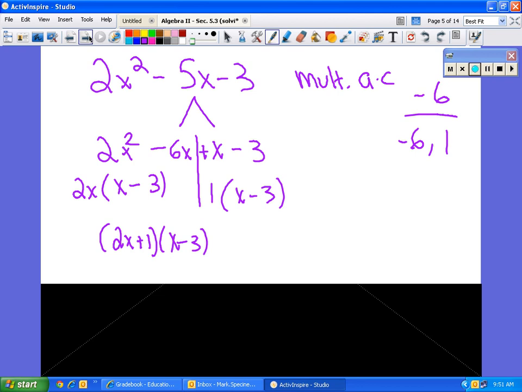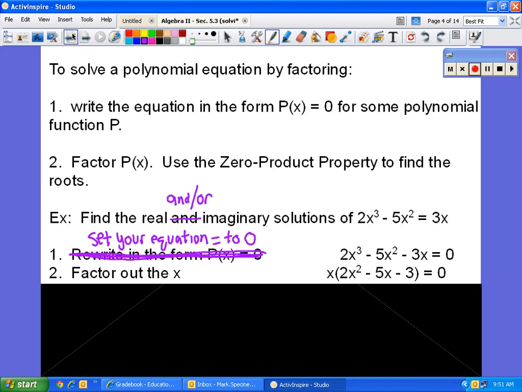So this is how we do it. I'm not going to go over it in any detail because, like I said, we've already done this. If you can't remember how to do this, or you don't understand what's going on here, you need to go back to your notes and look at it and review. Suffice to say, this is what we end up with: 2x plus 1 and x minus 3.